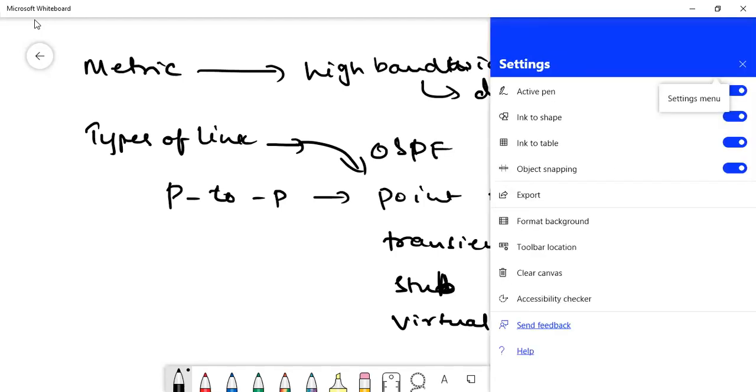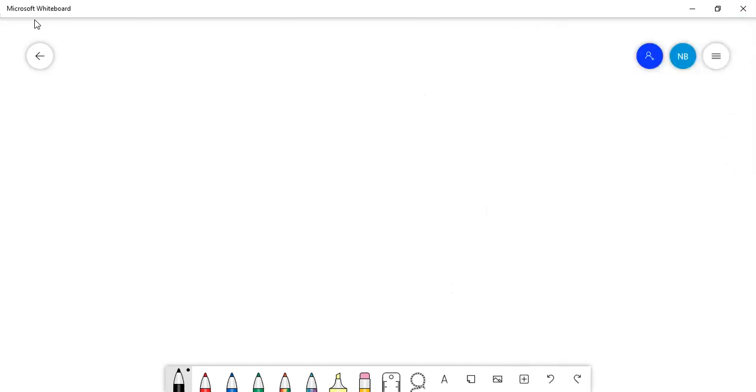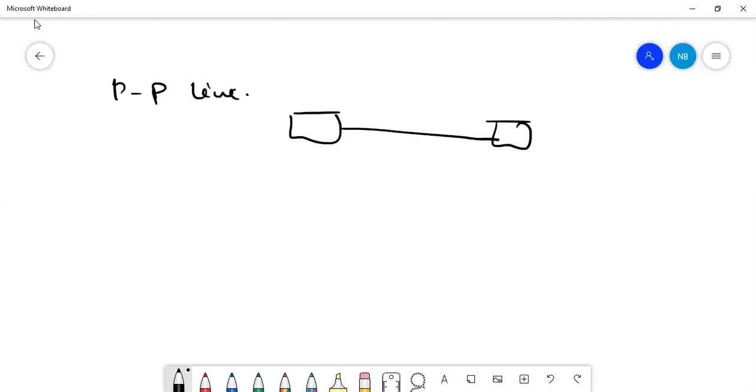So what is a point to point connection? Let us see. According to the P2P link, there will be two routers. They have a direct connection between them. So this is router 1 and router 2. There will be a direct connection between these two routers.